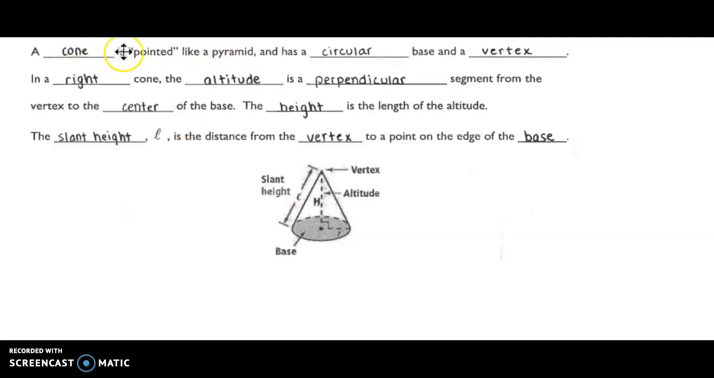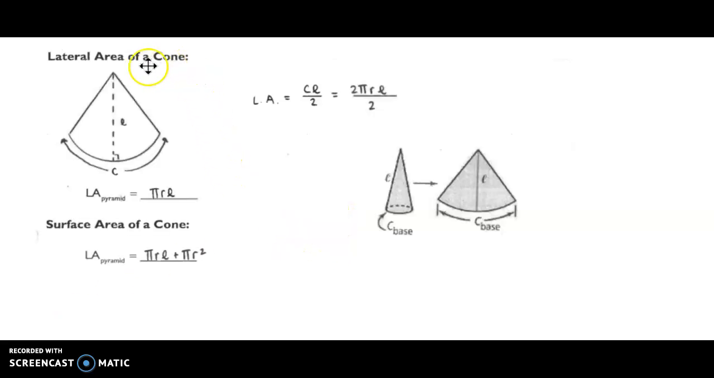A cone is pointed like a pyramid, but it's circular, obviously. You guys know what a cone is. A cone has a height, altitude, as well as a slant height, as well as a base. Here's the lateral area of a cone. It's pi RL, right? And then the surface area would be plus the area of the base, which is a circle, so pi R squared. Okay, so the surface area is pi RL plus pi R squared.